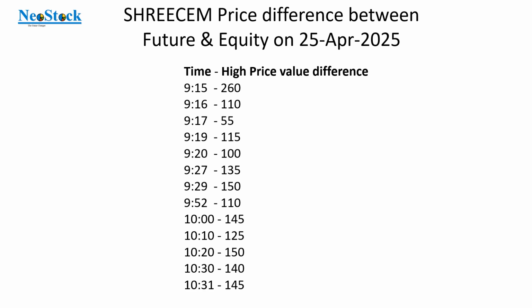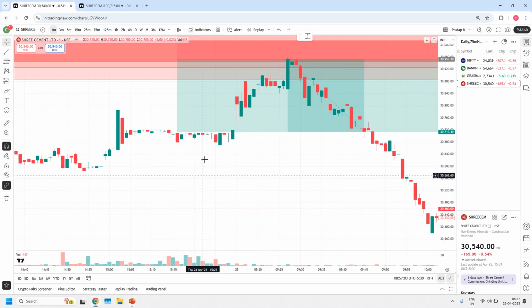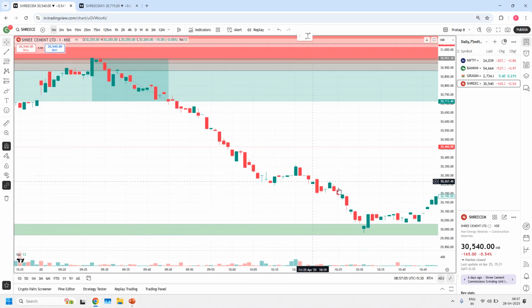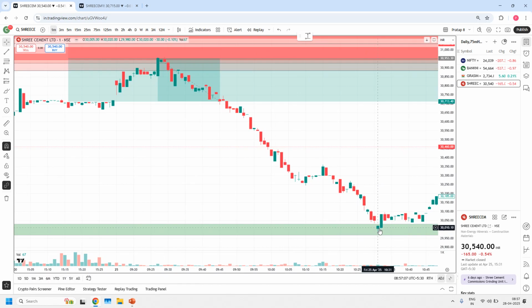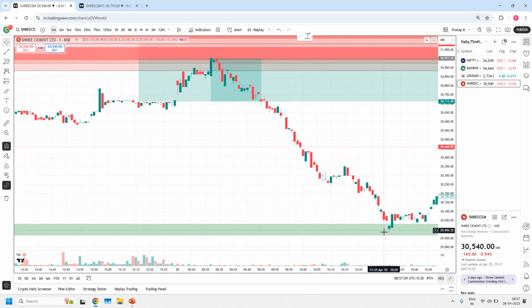And what is the value of 25 against the price of Shriram Cement? Let us go to the Shriram Cement chart. Maybe here we closed the trade. This is the 10:31 candle. In between, let me take an average price somewhere in the middle, say 30,490. Let me say 30,500, some round value I take.